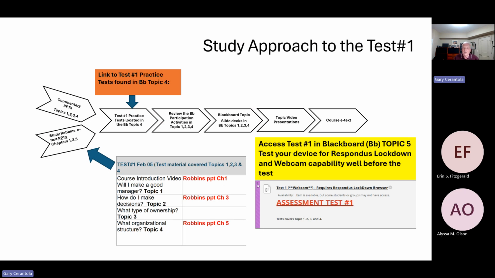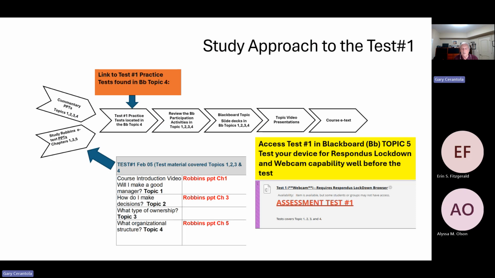And what I'll ask you to do is actually do the testing to make sure that your lockdown browser is working and your webcam is working, because otherwise it won't give you access to the test. And you'll be able to access this test in Blackboard topic 5. So if you went to look for it right now, you wouldn't see it. But on May the 20th at 8 a.m., you're going to see it appear.